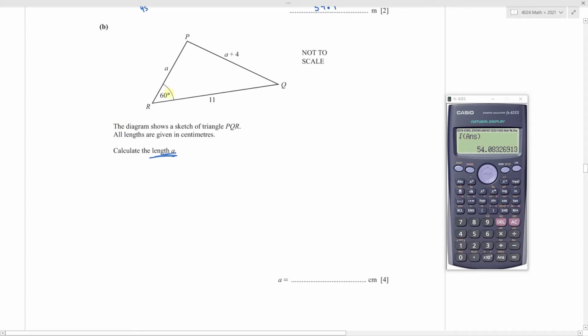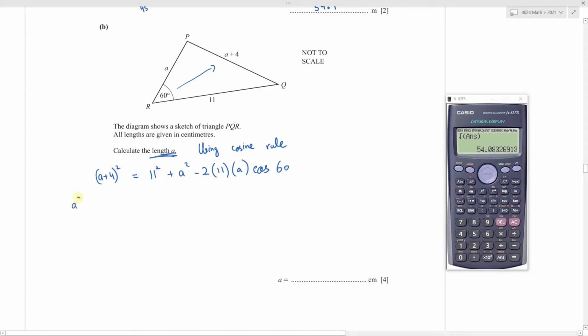So let's use the cosine rule. Since this angle is known, the opposite side is this one. So I will use A plus 4 square, which is one of the sides, equals the sum of the squares of the two remaining sides, which is 11 square plus A square, and then minus 2 times the product of these, 11 times A, and then cosine of the angle opposite to this side, which is 60 degrees. So cos of 60. So now you have this equation that you have formed using the cosine rule. Now let's solve for A.